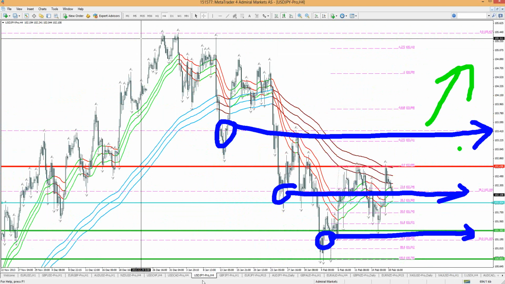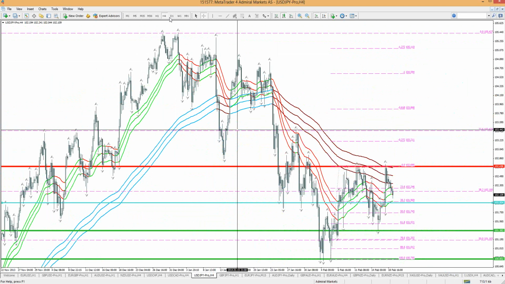Let's take a look at pound dollar. Seems to be moving up aggressively at the moment.